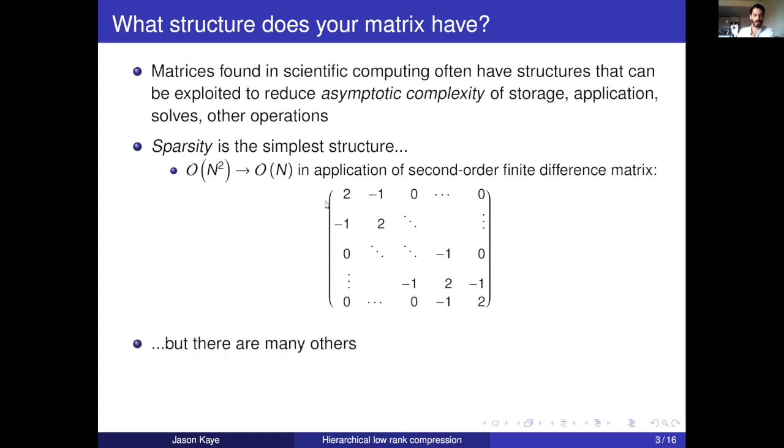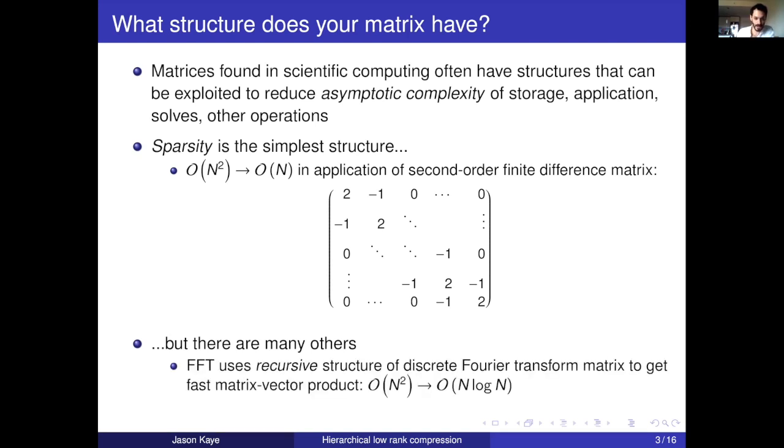Okay, but the point here is that this is not the only kind of compression structure out there. There's many other types of compression to take advantage of. A famous example is the fast Fourier transform. This isn't always thought of as a matrix compression technique, but this is an algorithm to apply the discrete Fourier transform matrix, and we use some recursive structure in that matrix to get an n log n apply instead of an n squared apply.